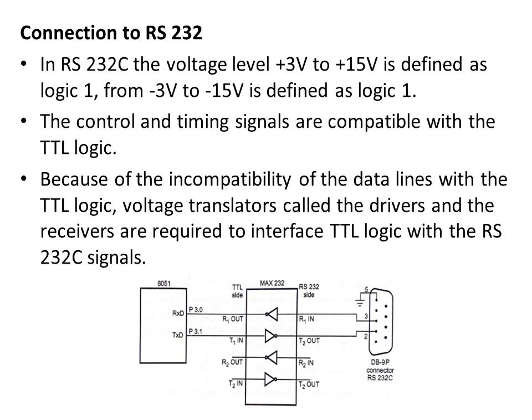The next topic is connection to RS-232. In RS-232C, the voltage level plus 3 volt to plus 15 volt is defined as logic 1, and from minus 3 volt to minus 15 volt is defined as logic 0. The control and timing signals are compatible with the TTL level. Because of the incompatibility of the data lines with the TTL logic, voltage translators called line drivers and line receivers are required to interface TTL logic with the RS-232C signals.